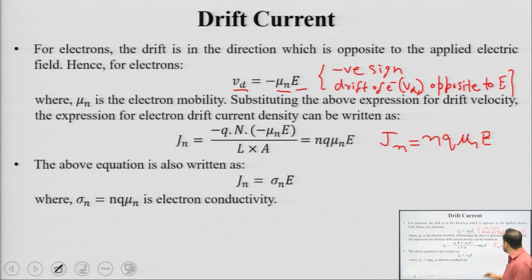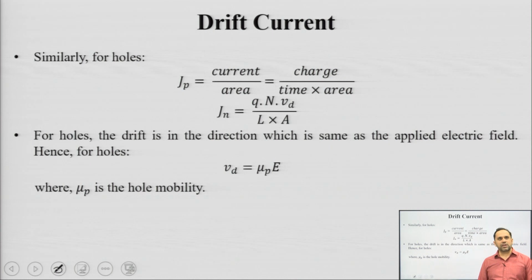And this term here which you see, n q mu n, is basically the conductivity of charge carriers. This is the electrical conductivity, or electron conductivity. Why electron conductivity? Because we have electron current density and you have electron mobility. Similarly, for holes we use the same concept.